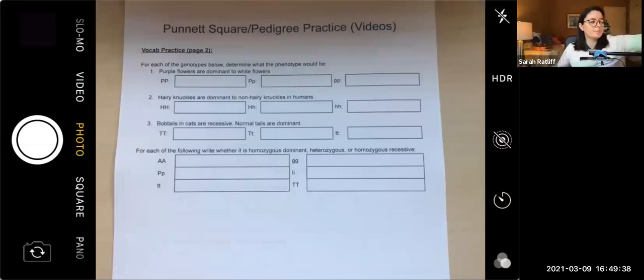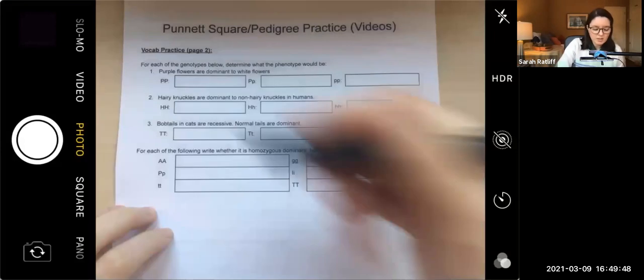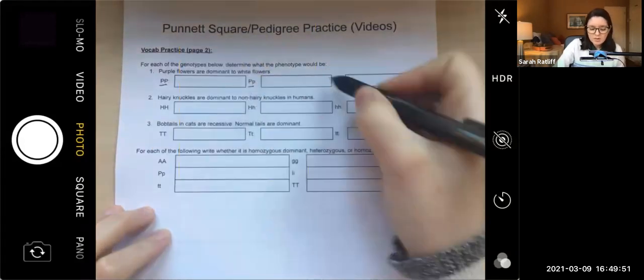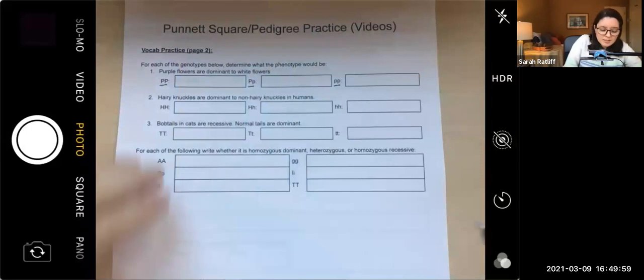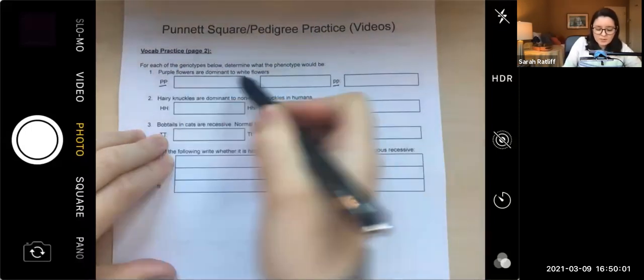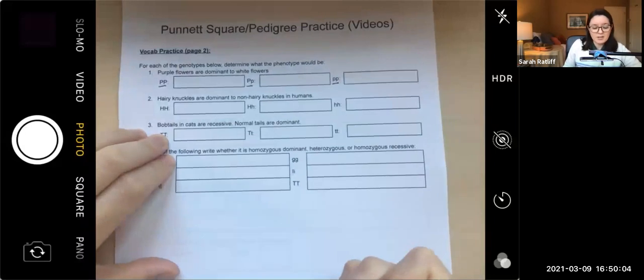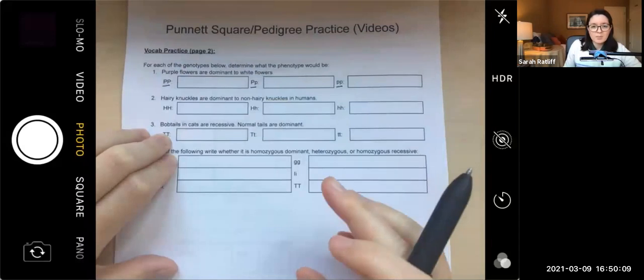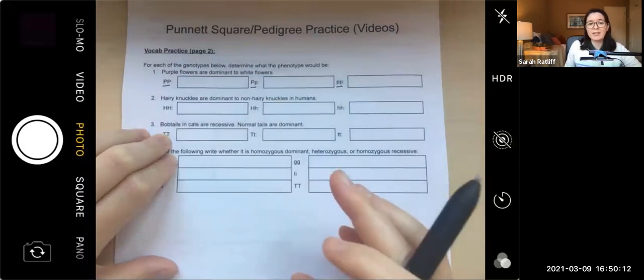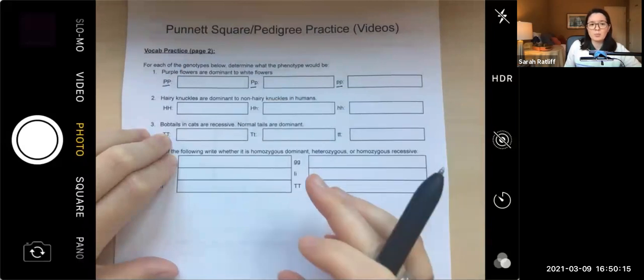Let's get into it. All right, so for each of the genotypes below, determine what the phenotype should be. So we're given the genotype. The genotype is going to be these letters. It's asking what the phenotype should be. So the phenotype is that physically expressed trait. It tells us that purple flowers are dominant to white flowers. So we know in this classically dominant scenario here, purple is dominant. So whenever we see a dominant allele or a capital letter, we'll know that that will be purple.